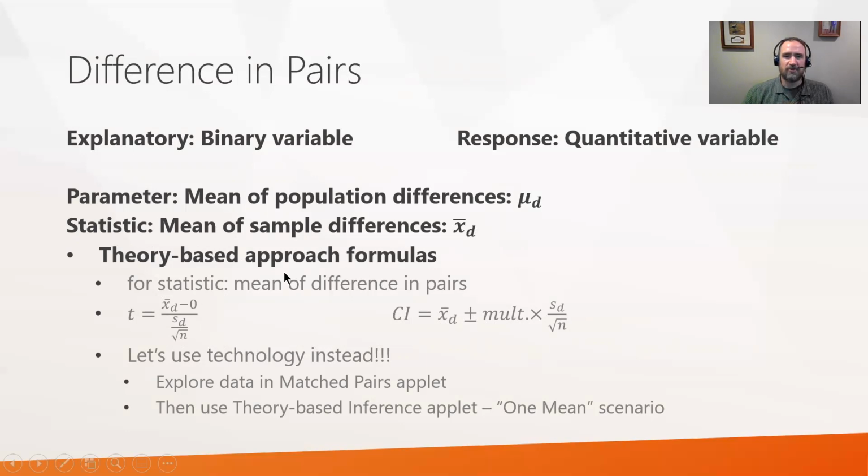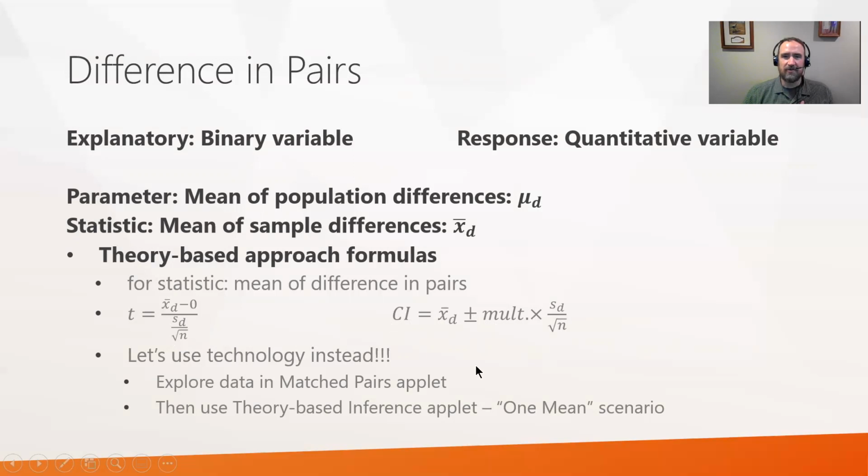Our theory-based approach has formulas for the statistic, the mean of the difference in the pairs. The T statistic is our statistic minus the mean of the null distribution divided by the spread of the null distribution. And we can calculate that with the spread of the differences in our sample divided by the square root of the sample size. This is the same overall formula as always for a standardized statistic: our statistic minus the mean of the null divided by the standard deviation of the null. So that works out the same way.